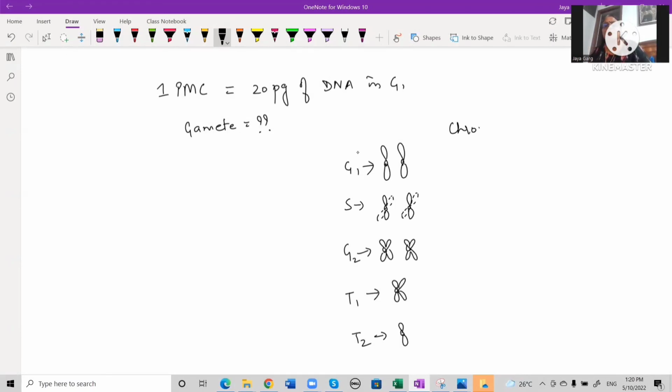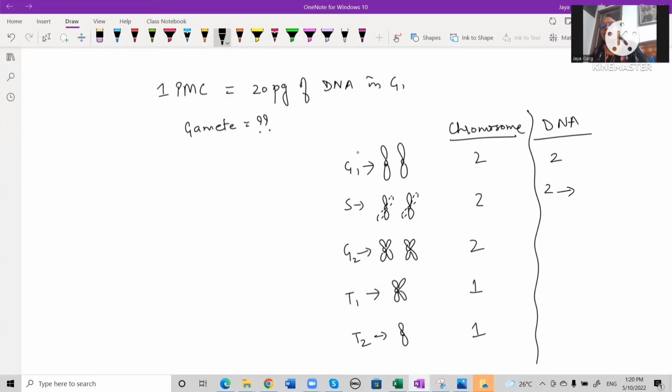Do one thing, write down chromosome. You are starting with 2 chromosomes. It will be 2 till anaphase. And finally, in telophase 1, you will say 1 chromosome, and telophase 2, 1 chromosome. So this way. Clear, beta? Now DNA: 2, here 2 is becoming 4, 4, here 4, and here 1. Now my question: I'm saying 20 picogram of DNA in G1 phase, so in G1 phase you write 20 here, and my question was how much in gamete? So put a question mark here. When 2 became 1, the 20 will become what?